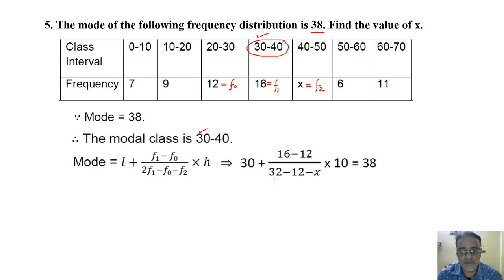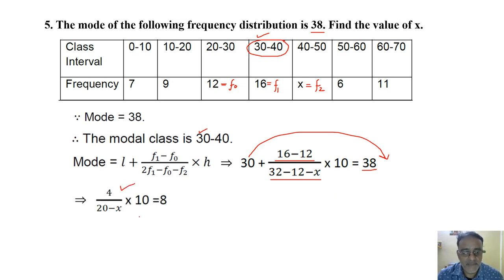अपॉन 32, 2 इंटू F1 32 हो जाएगा, माइनस 12 माइनस x इंटू 10 इज इक्वल टू 38, इट इज गिवन. सो नाउ शिफ्ट 30 टू दिस साइड, इट विल बिकम 38 माइनस 30, 8 हो जाएगा, एंड दिस विल बी 4, एंड दिस विल बी 20 माइनस x. सो दिस स्टेप इज क्लियर? यस सर. अब उसके बाद इसको क्रॉस मल्टीप्लाई कर लेंगे, 20 माइनस x इंटू 8 इज इक्वल टू 40.